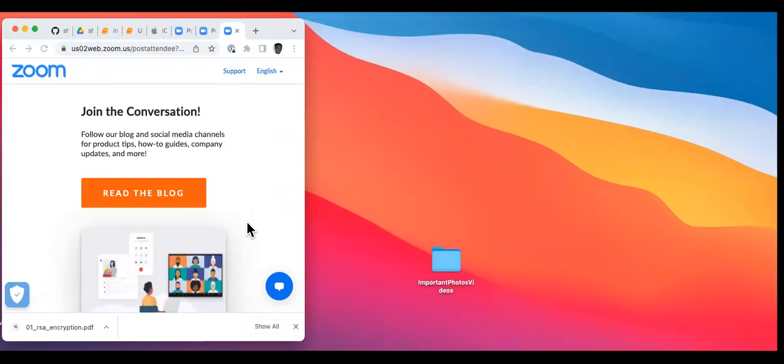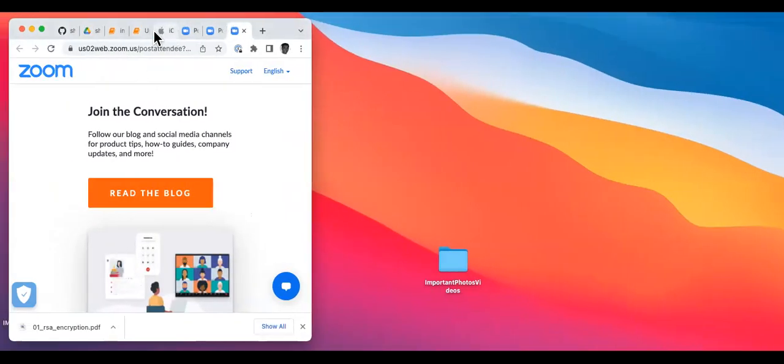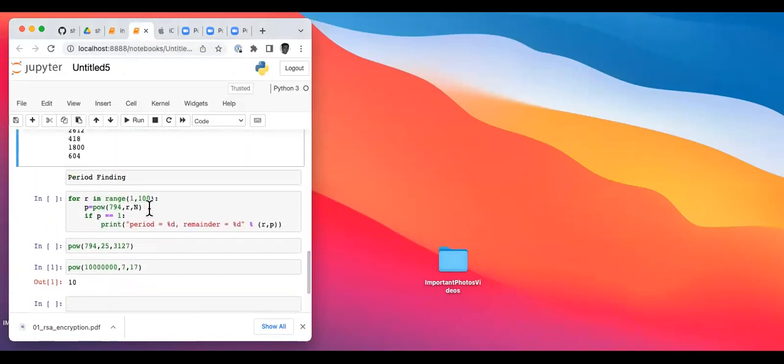So we go back to this one here, the period finding. What I'm doing here is generating all R from 0 to 100. I just put it to 100 because I know that the period is less than 100. Then I'm going to exponentiate this, so 794 raised to the power R, and then get the modulo n.